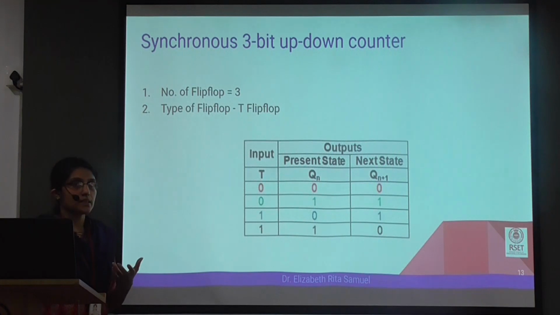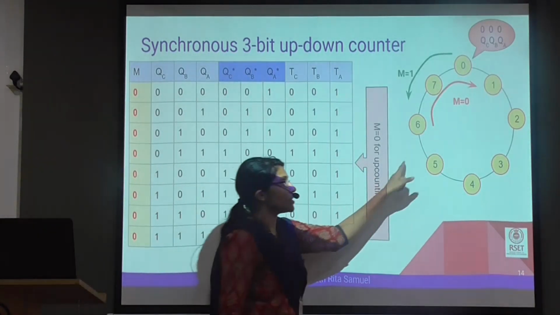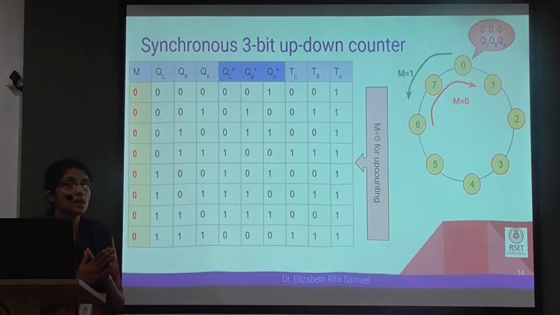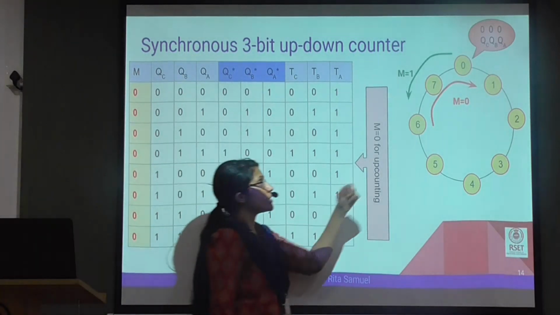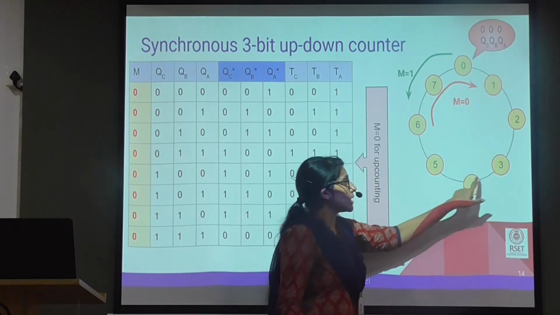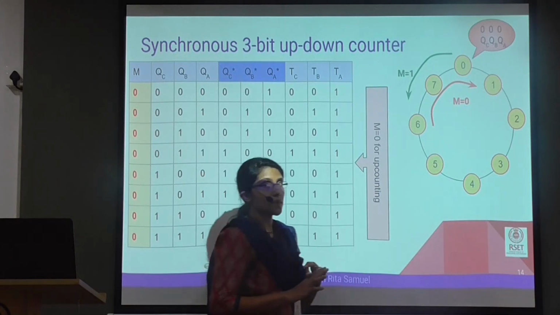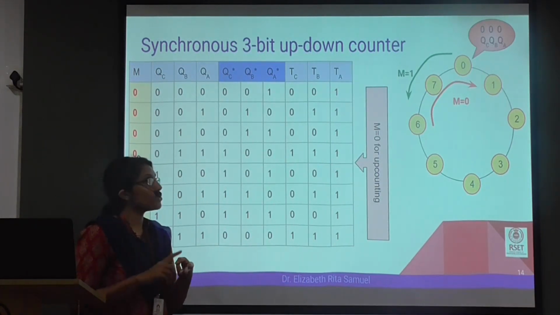So before doing the transition table, we have to draw the state transition diagram. So the question over here was to design a 3-bit up and down counter. So the counter must count up as well as down. So in this counting sequence, you have 0, 1, 2, 3, 4, 5, 6, 7. So 3 bits means we know in binary, with 3 bits we can represent from 0 to 7.